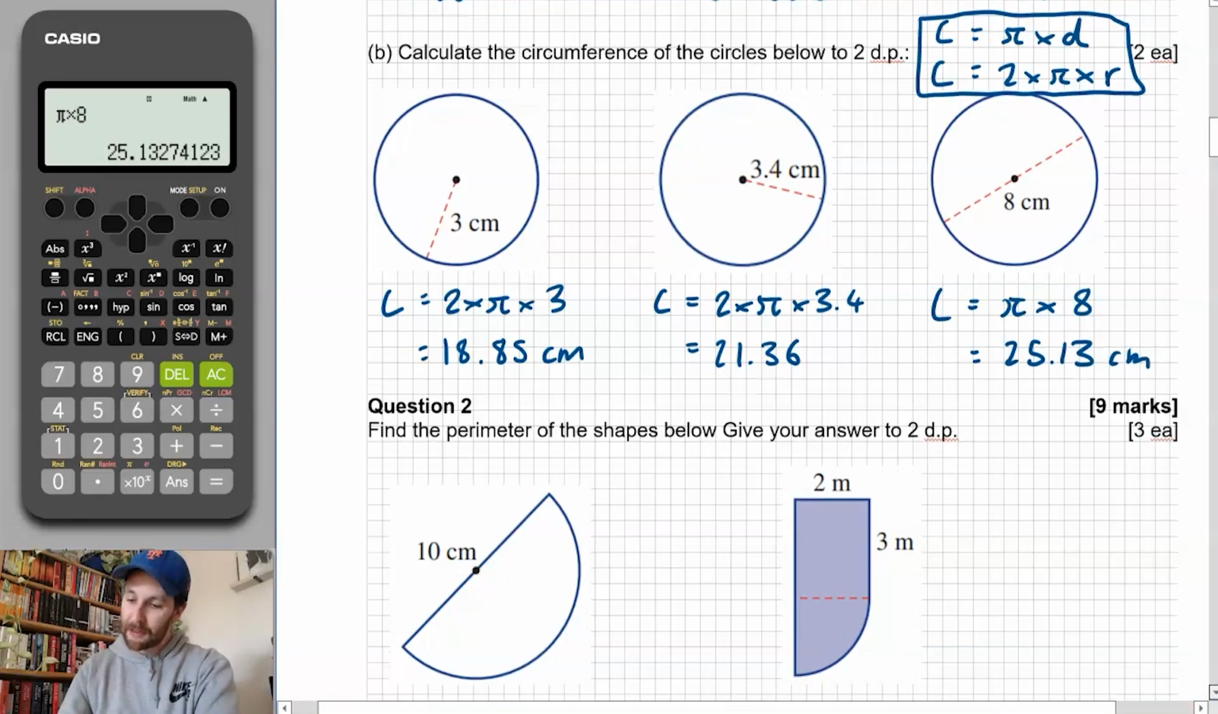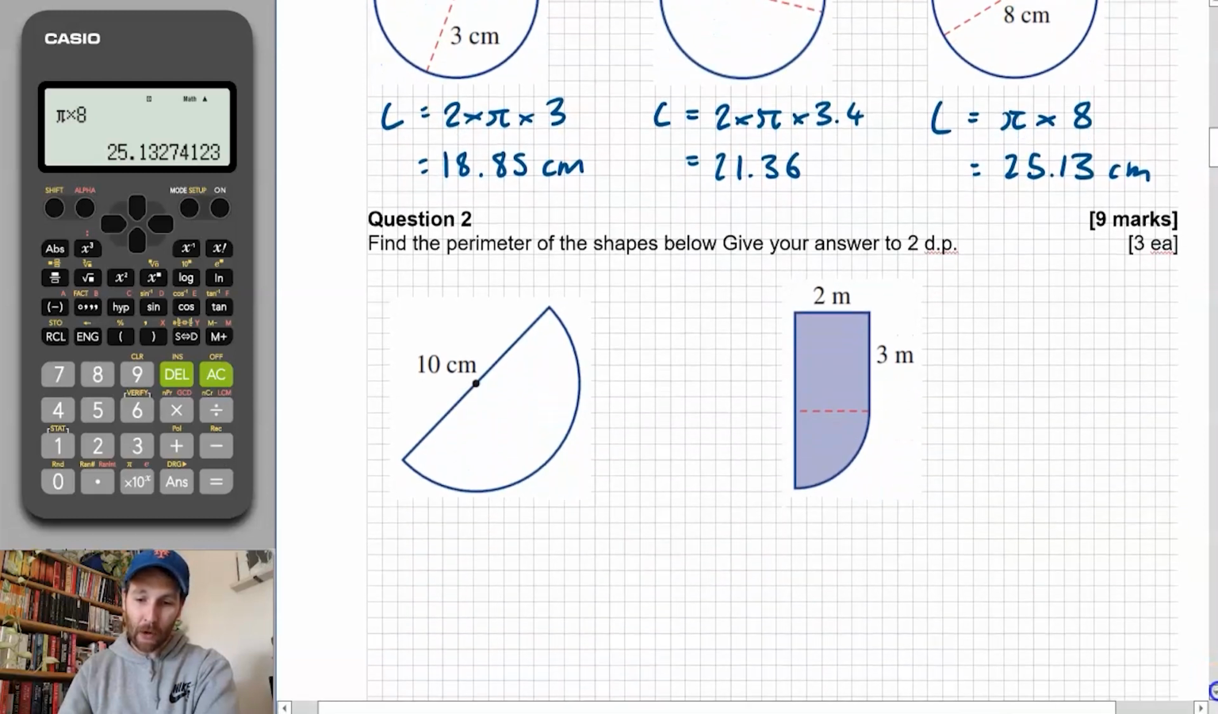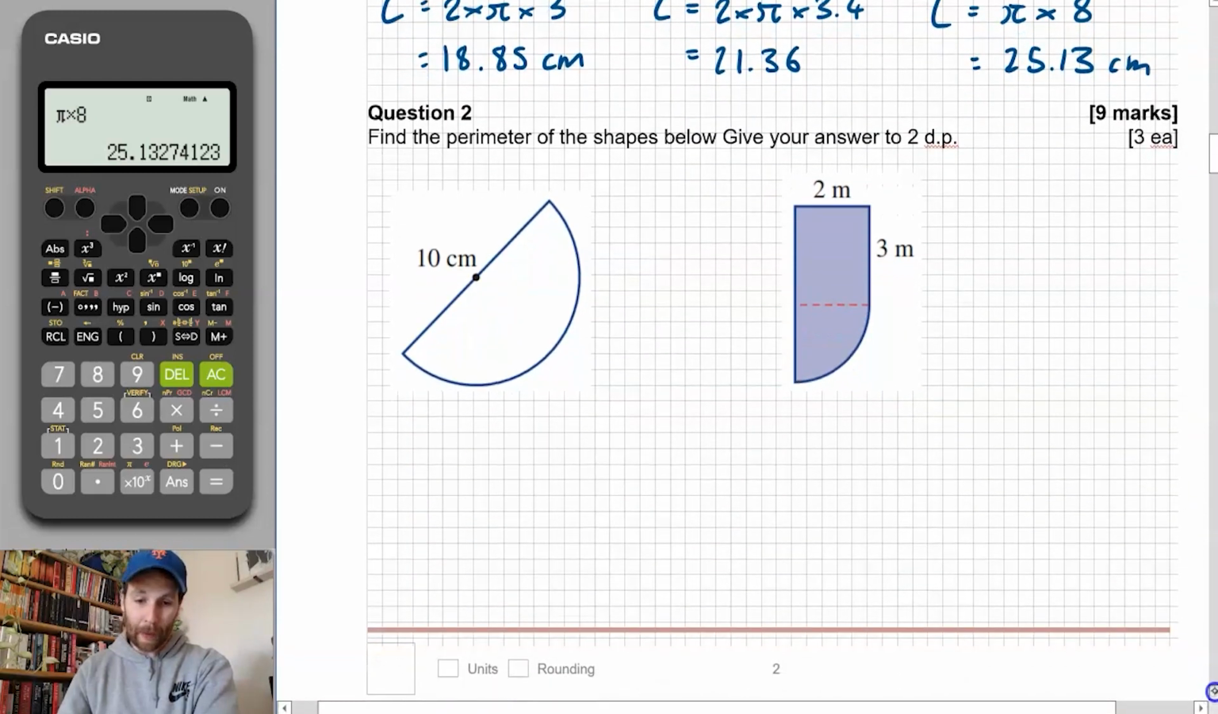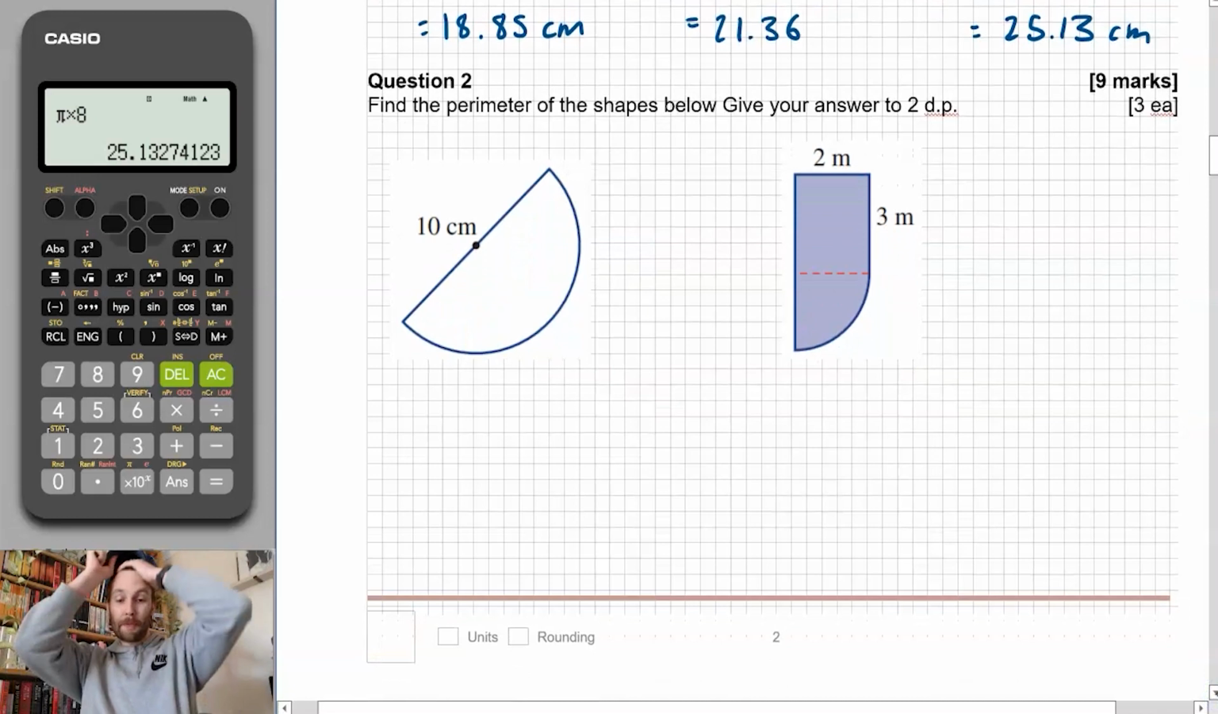Woohoo! Hopefully a nice easy start for everyone. Okay, question 2. These get a little bit harder. So we're going to find the perimeter of the shapes below.